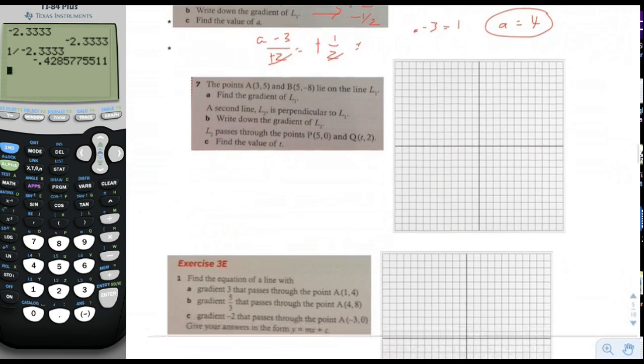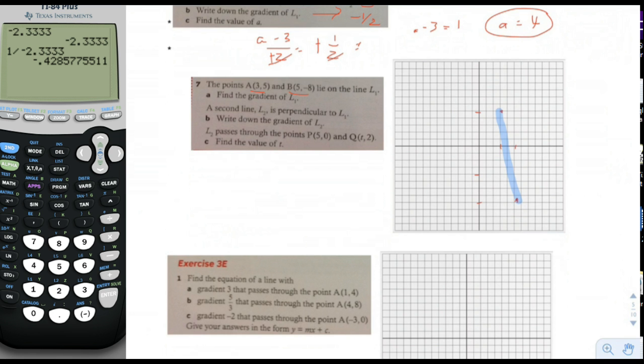Number 7. The points A (3, 5) and B (5, negative 8) lie on the line L1. Find the gradient of L1. So we could do this many number of ways. I drew this here because I thought it would be easier if you graph this one. (3, 5), and (5, negative 8) would be 5, and then 1, 2, 3, 4. It would be about here. Okay, so we would have a line about like that.